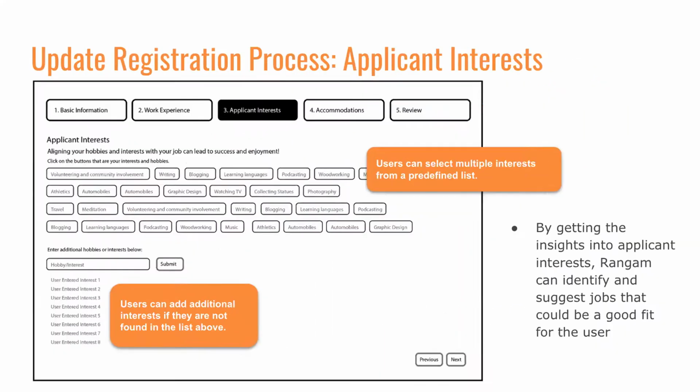Thanks, Connor. Cam. Okay, so by getting the insights into applicant interests, Rangam can identify this and suggest jobs that could be a good fit for the user. Users can select multiple interests from a predefined list, and some users even have the option to add additional interests if they are not found in the list above.